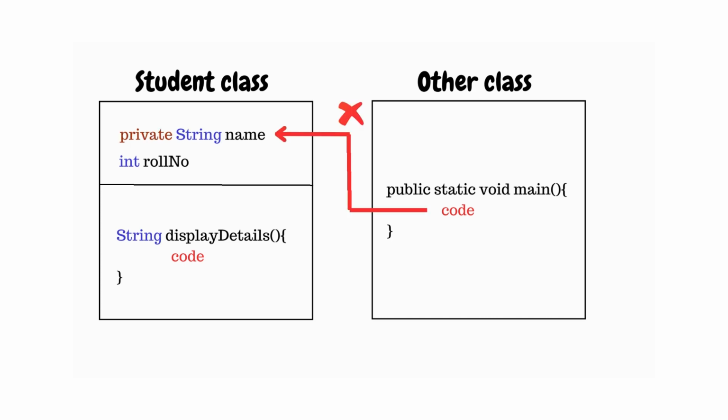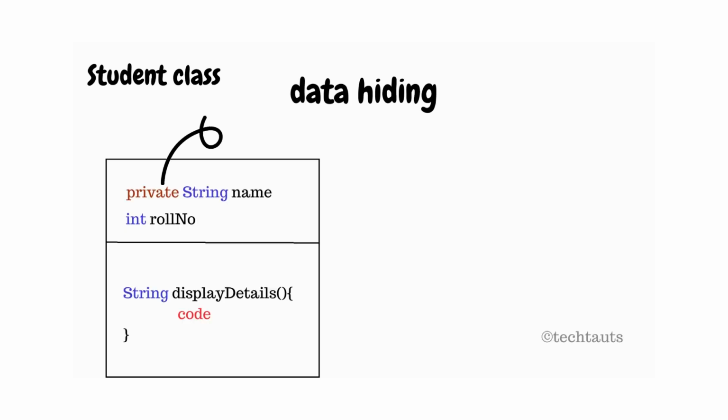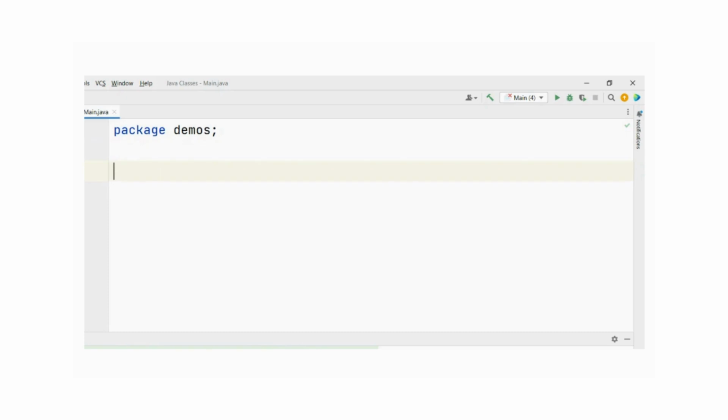By specifying the access specifier of a data member of a class as private, we are protecting the data from outside interference. This mechanism is called data hiding. Let us understand this concept with a simple example.